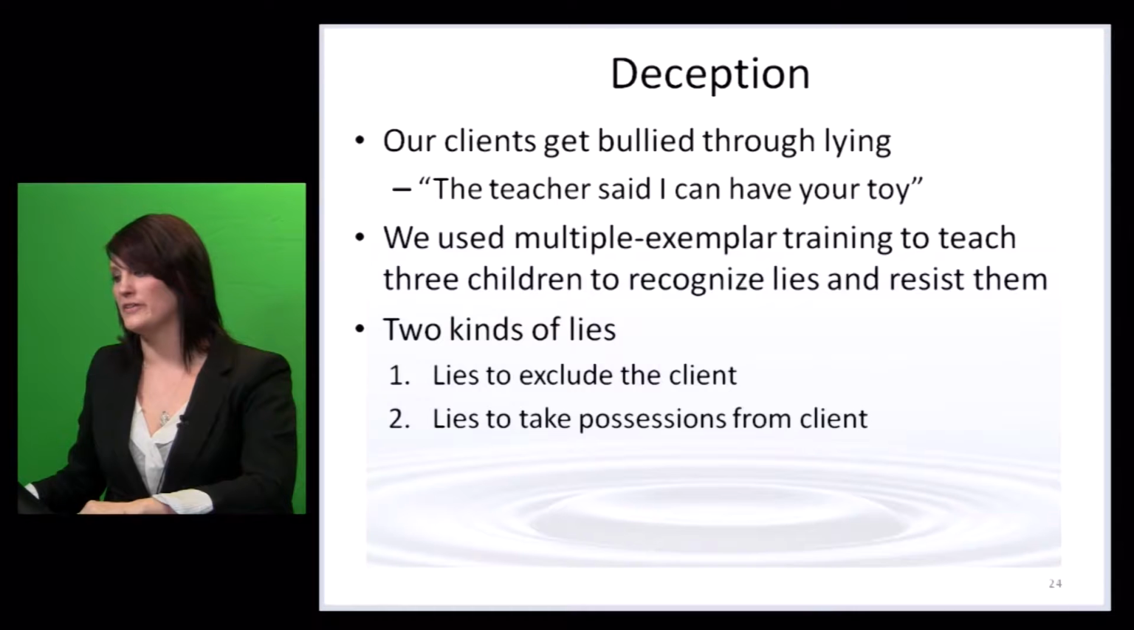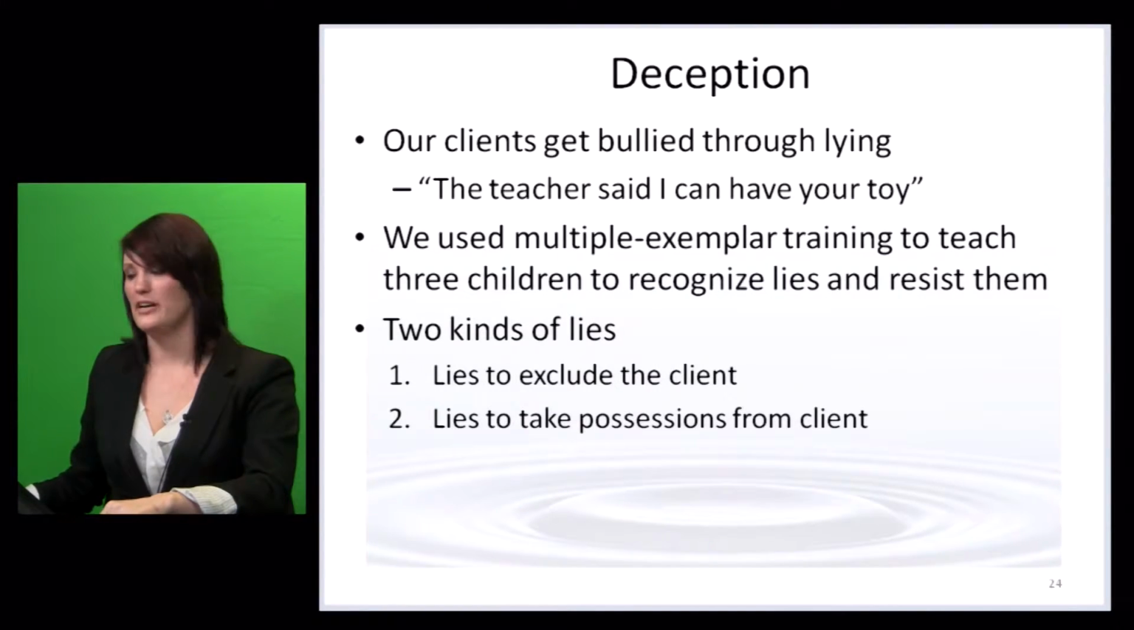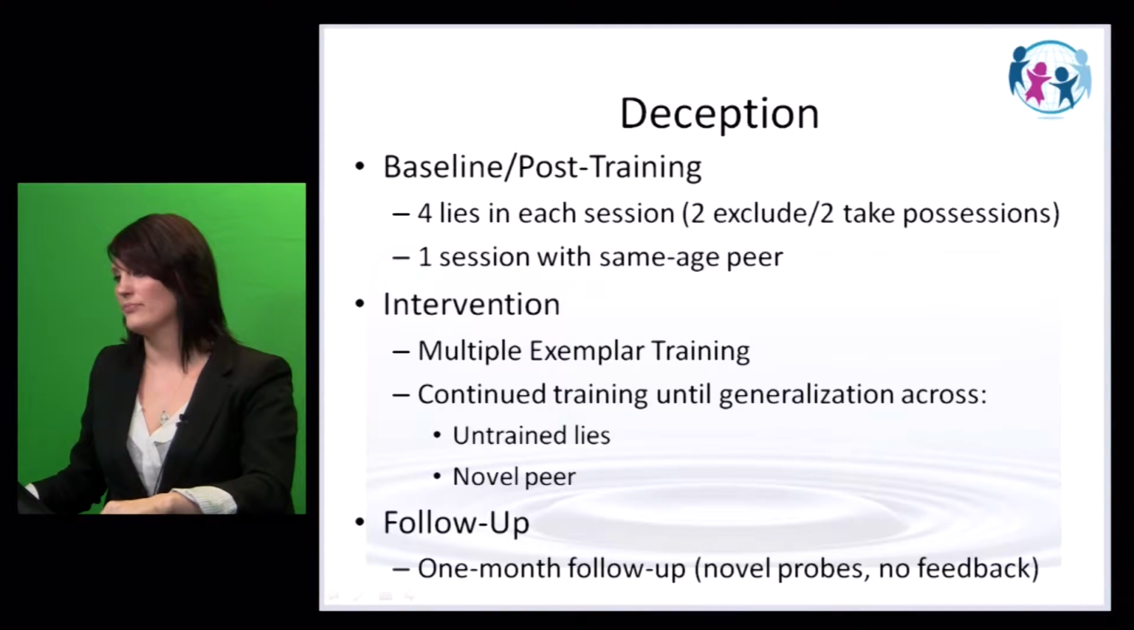So we used multiple exemplar training to teach 3 children to recognize lies and to resist them. 2 kinds of lies were included in the study. Lies to exclude the client, so maybe saying, you're a boy so you can't play, or you have blonde hair so you can't play, or lies to take possessions from the client, as the example I stated above.